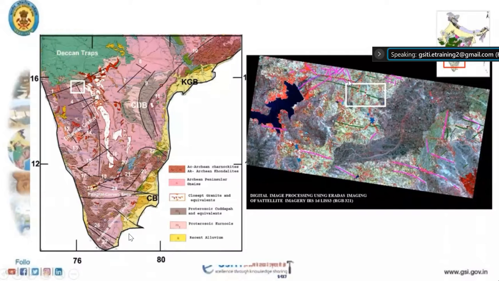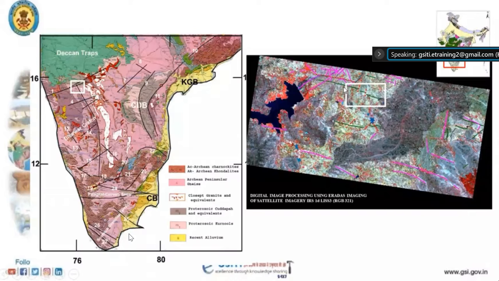This is just a preliminary stage, as I told you. It is just for you to interpret that you are seeing some concentration of lineaments. So the next step is to go and do the ground survey. Once that is done, you can find out.